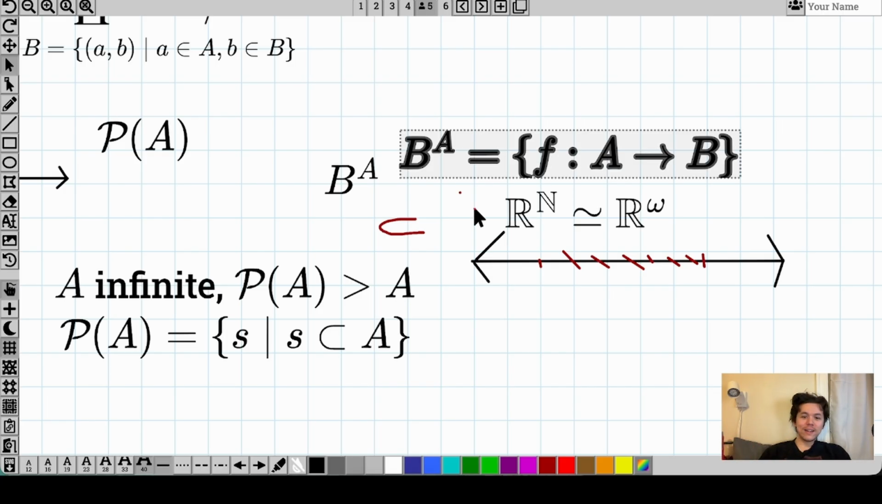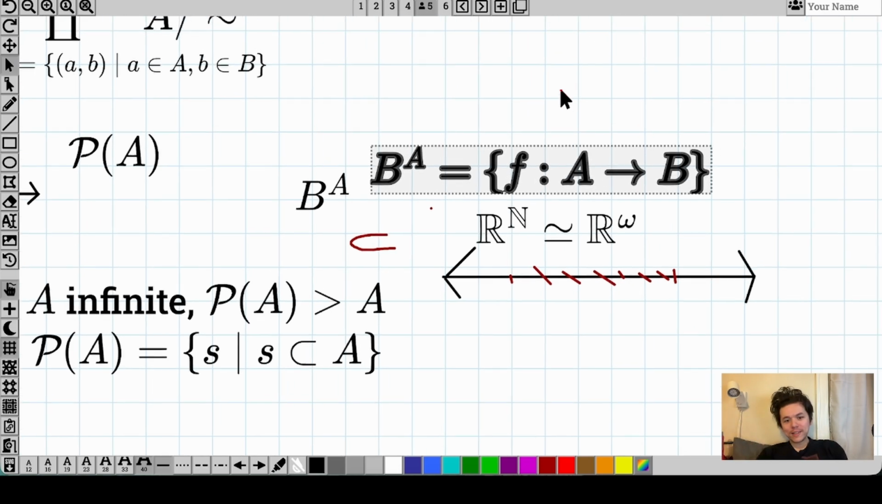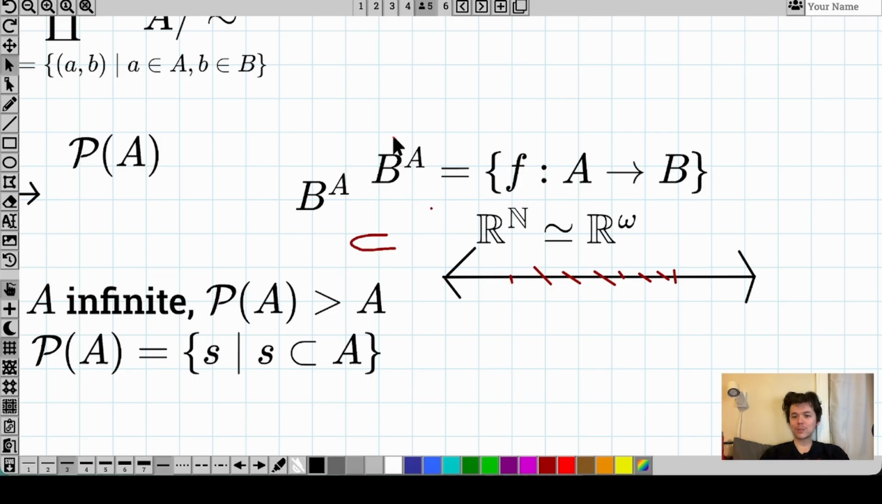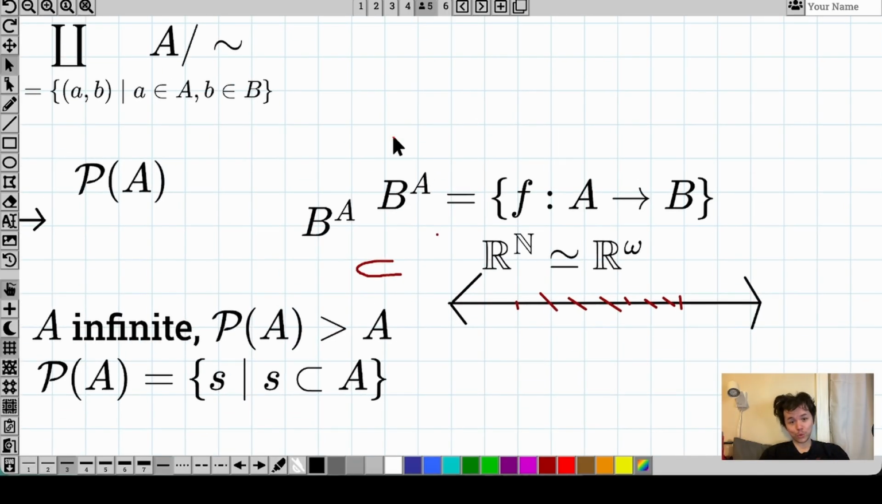Well, a fun fact is that if B and A are finite sets, the size of the exponential from B to A is exactly B to the power of A. Why is that? The reason is pretty simple: for each element of A, you have to pick an element of B. How many choices do you have for the first element of A? You have B choices. For the second element of A? B choices. How many for the third? B choices, and you multiply B by itself A many times, and you'll get the size of the exponential.